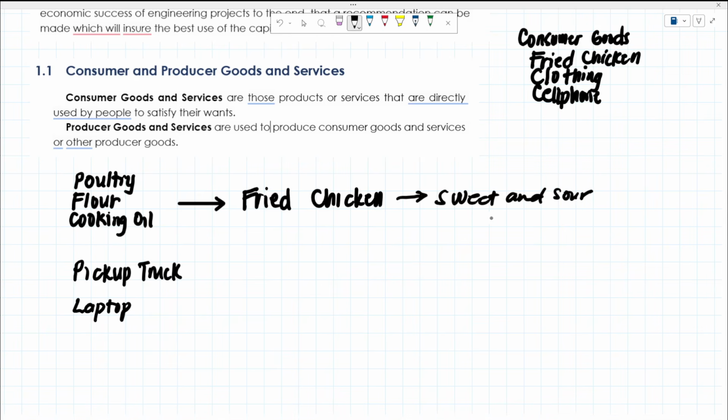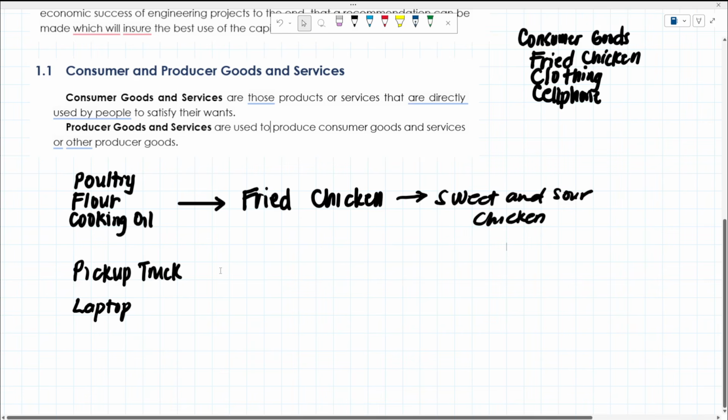So, kumbaga, hindi pa siya yung final product eh, no? At walang magiging final product dito kasi pwede mo siyang i-transform into one form to the other. Kasi yung definition lang naman, yung producer goods daw, ginagamit para makagawa ng iba pang consumer goods. Okay? Or makagawa ng ibang consumer services. Tandaan natin, hindi ito limited sa goods. Pwede rin itong services.